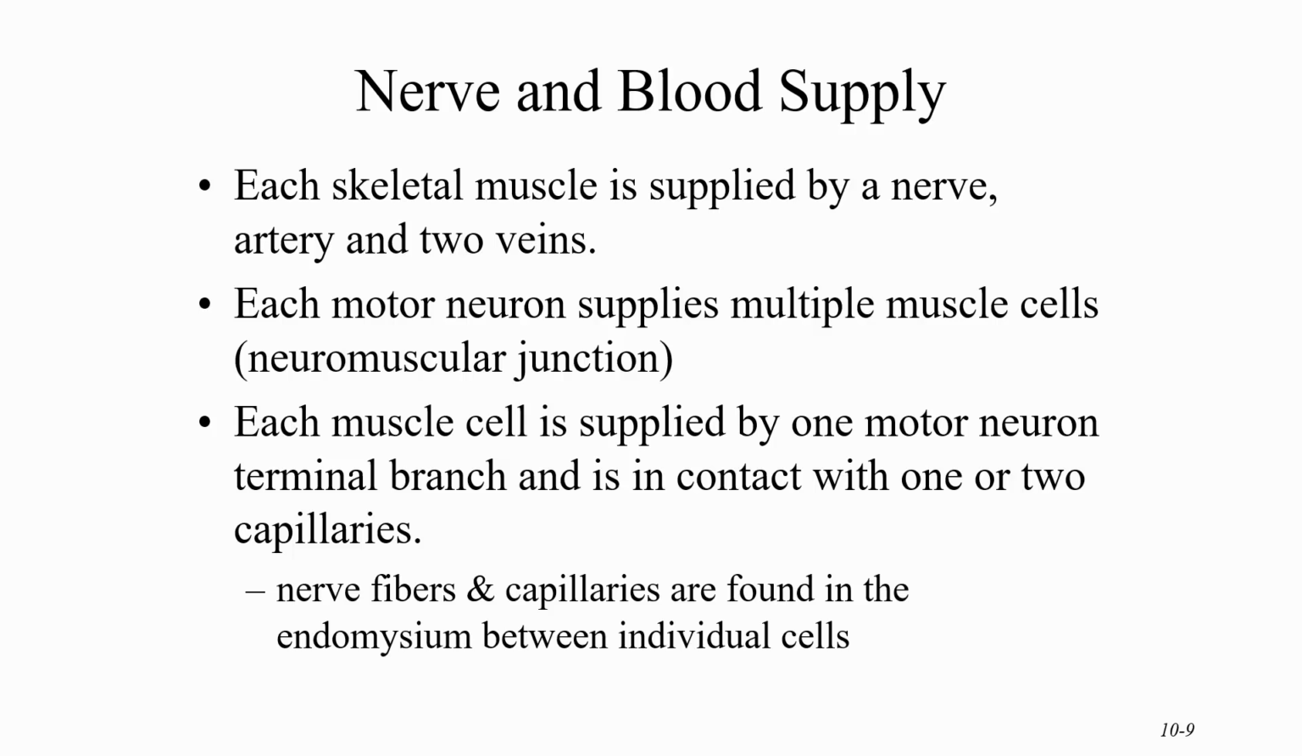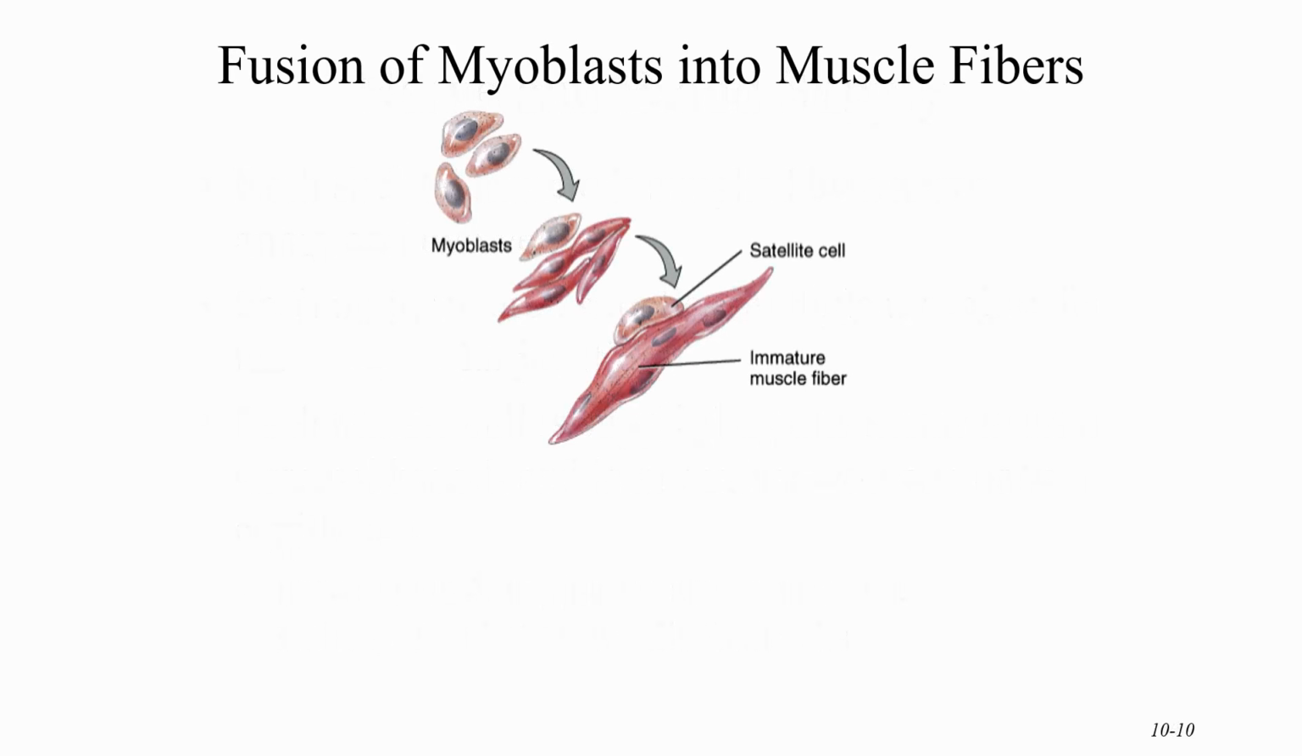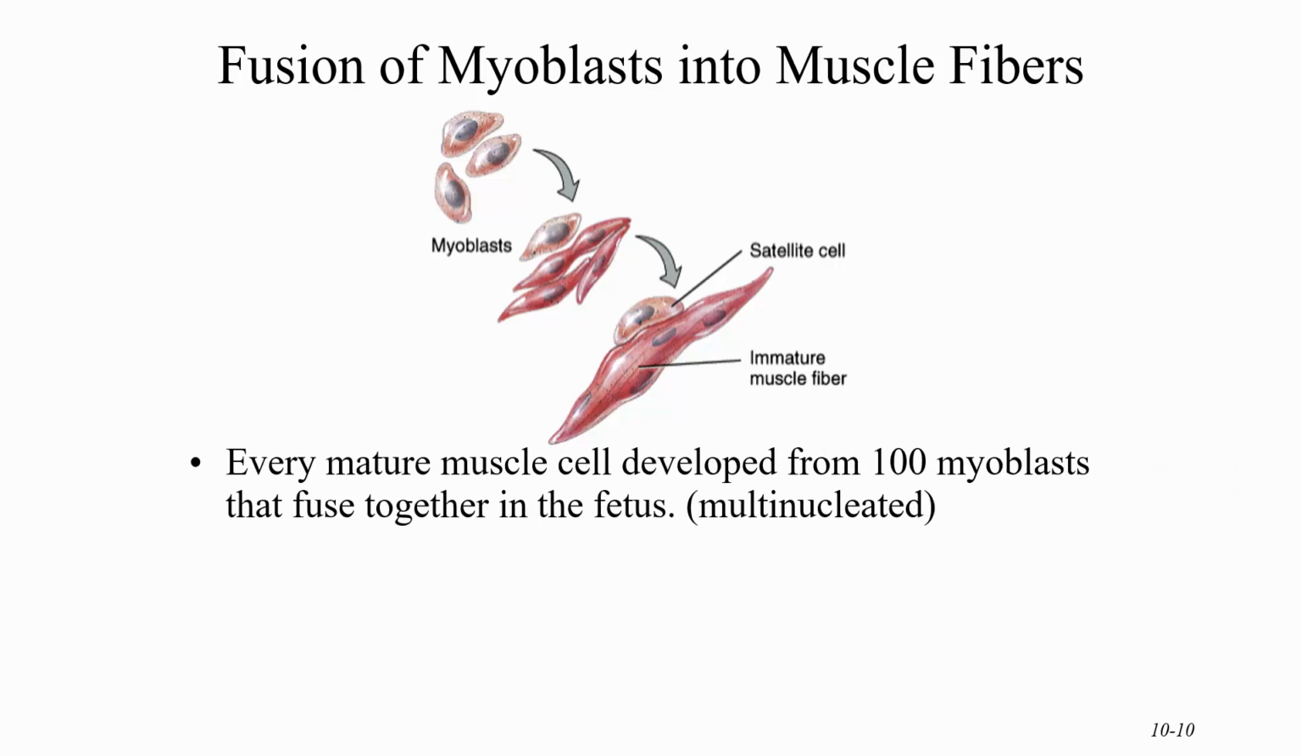Now, I mentioned that skeletal muscle cells are multinucleated. Well, how does that happen? Well, that's because of the way they're made. As you can see, we have myoblasts. Remember, blasts make things. They're going to fuse to form a mature skeletal muscle fiber or cell. And so every mature muscle cell develops from 100 myoblasts that fuse together in the fetus. This is why it's multinucleated.